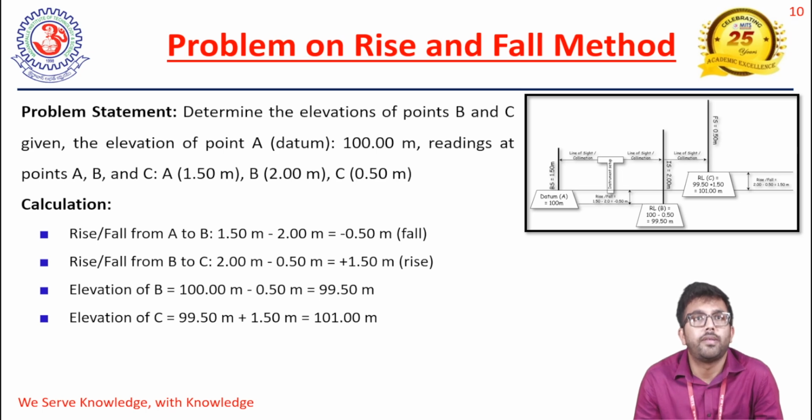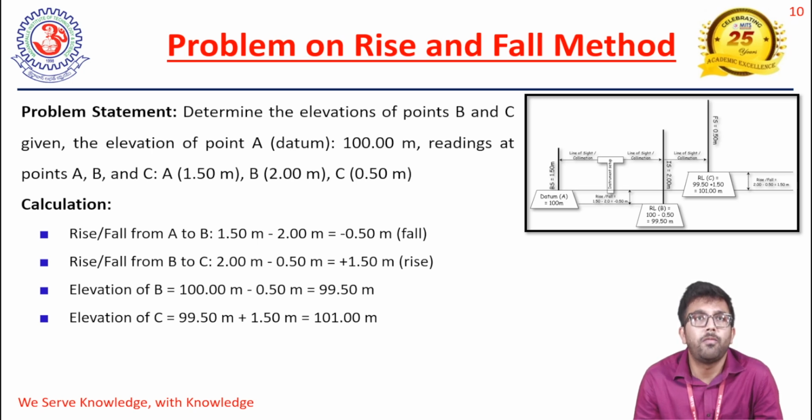If the same reading would have been positive, then it would have been a higher elevation. From point B to C, we get a value of plus 1.5 meters, which is a positive value, which means that point C is higher as compared to point B. Now, once the rise and fall have been found out, the elevation of B and C can also be found simply by adding the rise or fall from point A to B to the RL of point A, that is the RL of the previous level.